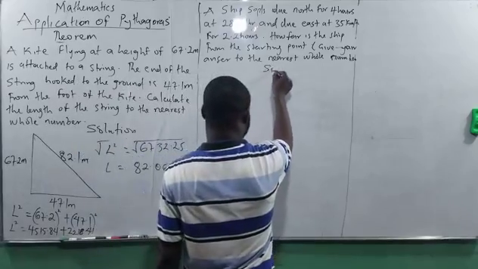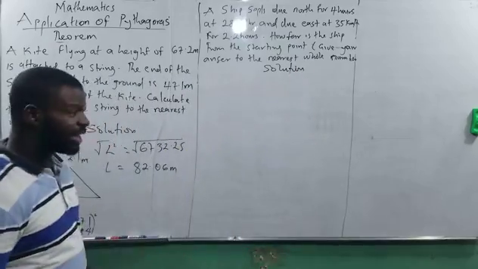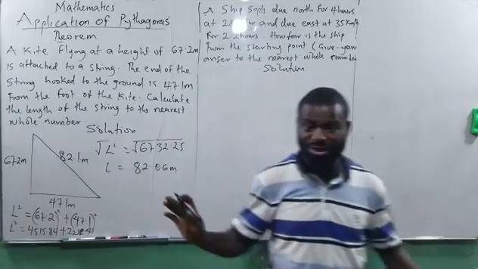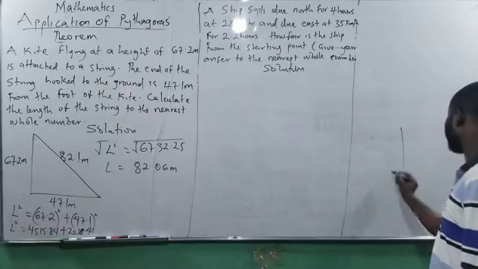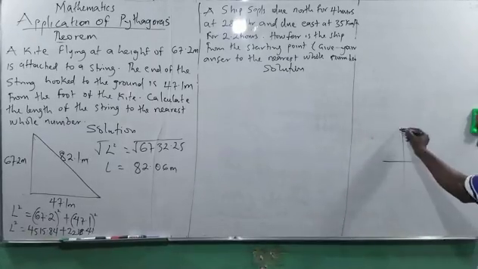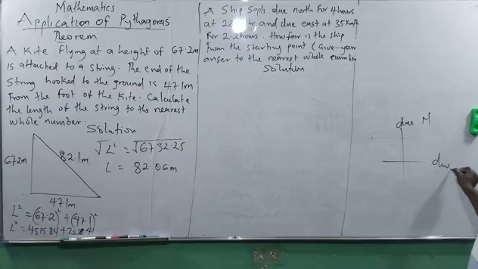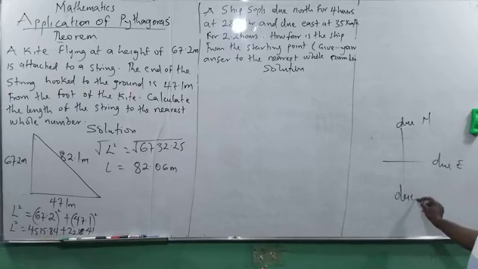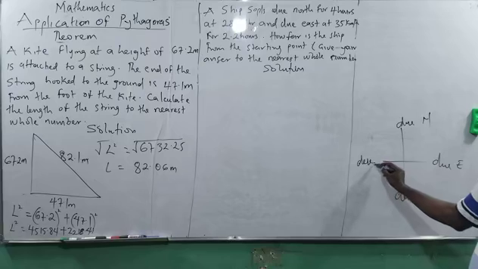Now, look at this. This is very technical. When you see words like due east, due north, due south, it's very simple to handle. This is the cardinal point problem. Here is due north, here is due east, here is due south, and due west.